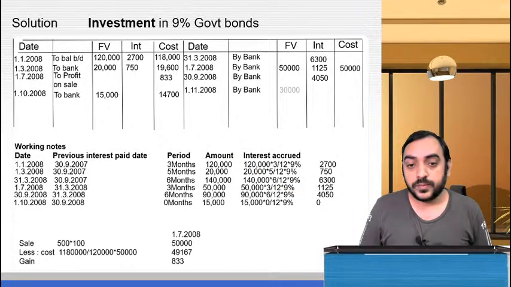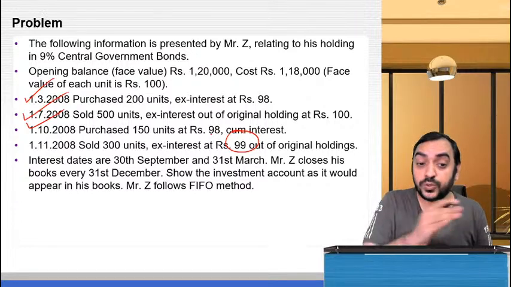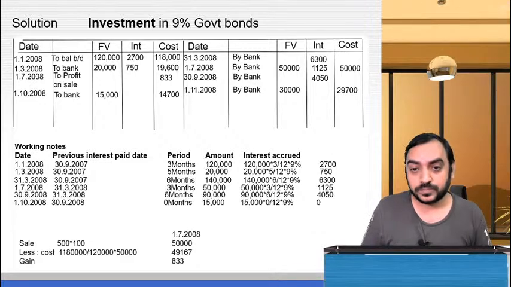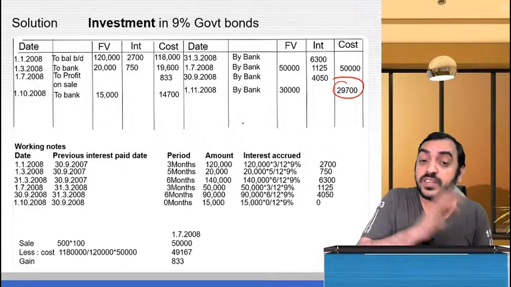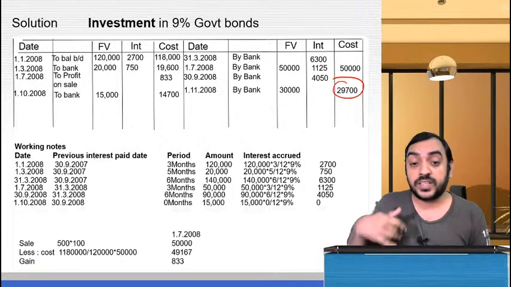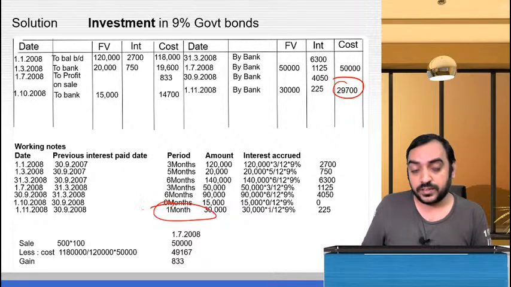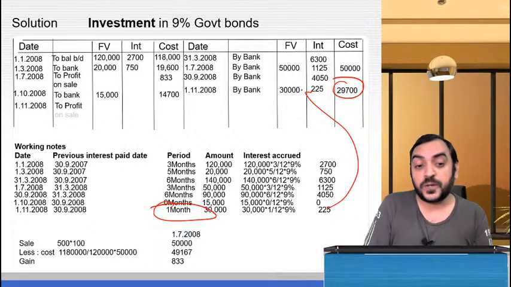Then you sold on 1st of November, face value 30,000 at ex-interest of 99. So 99 into 300, 29,700. And interest accrued from what date? From the previous date of interest payment, which is 30th of September, to 1st of November. For how many months then? For a period of 1 month. Only 1 month, October month. So 225. And whenever there is a sale, you should also account for profit or loss.